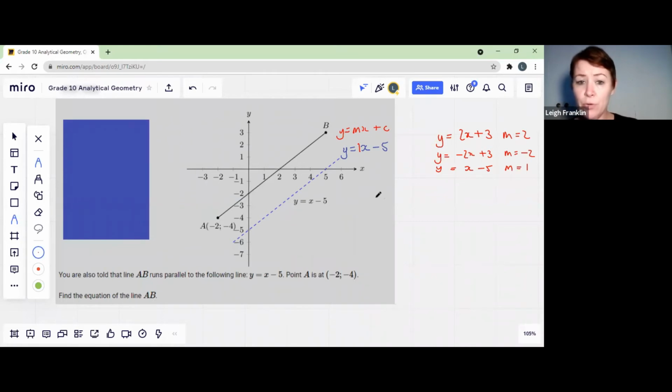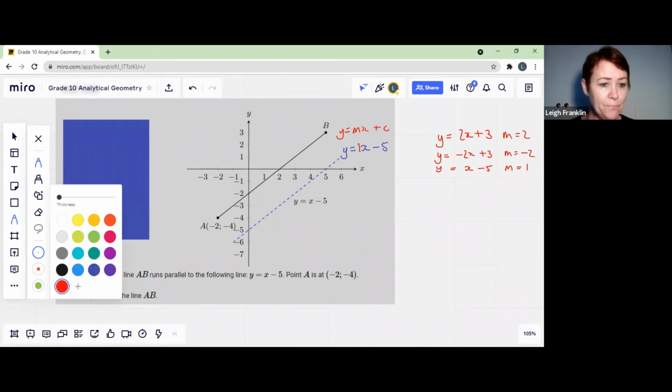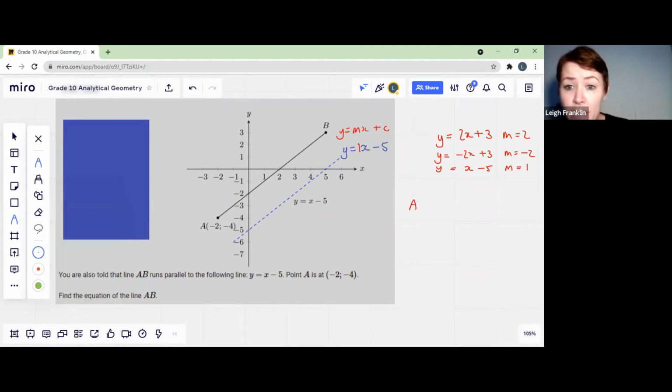Okay, so now I'm going to help you. You are going to take that gradient and you're going to substitute it into your new line. So your line AB also has a gradient of 1. So y equals, and if you want to put the 1 there, you can, 1x plus c. Now you've got to sub in the point A. Minus 2 is the x, minus 4 is the y. Okay, so let's see if you can work out the c on your own.